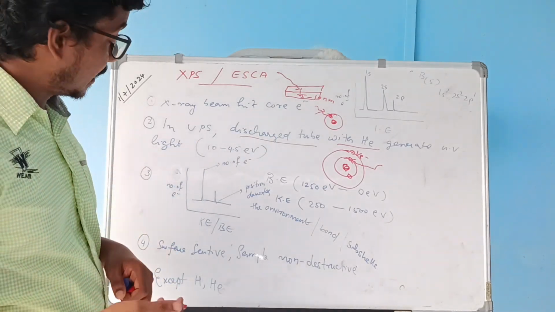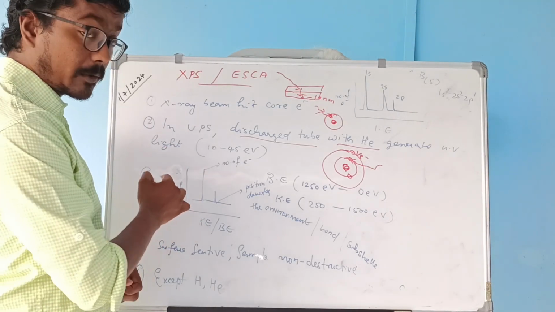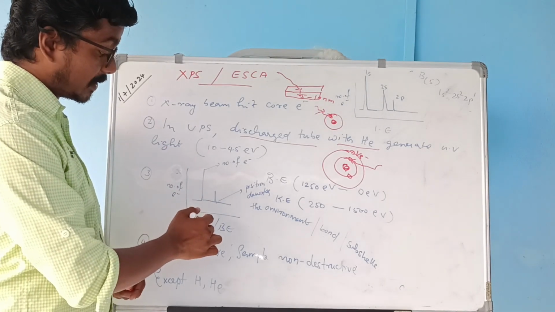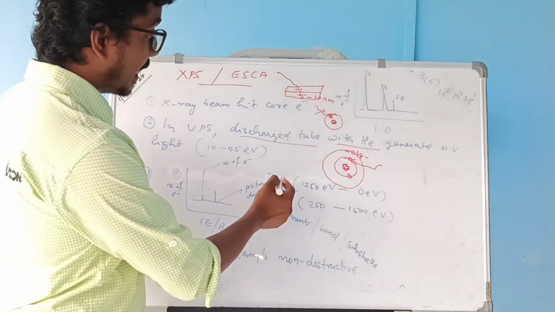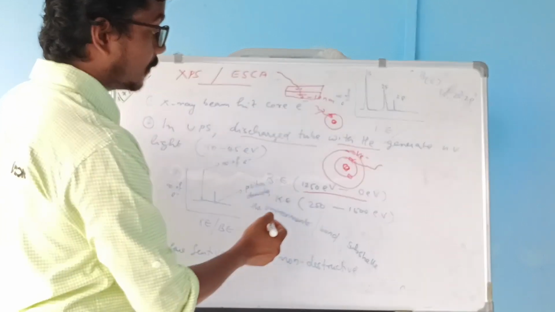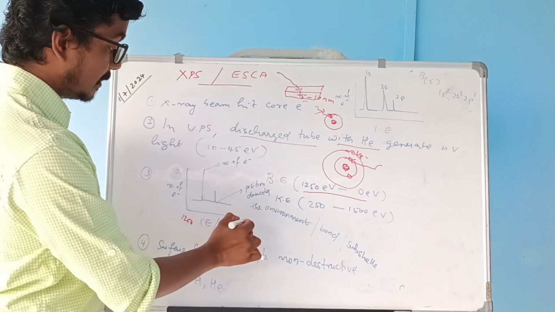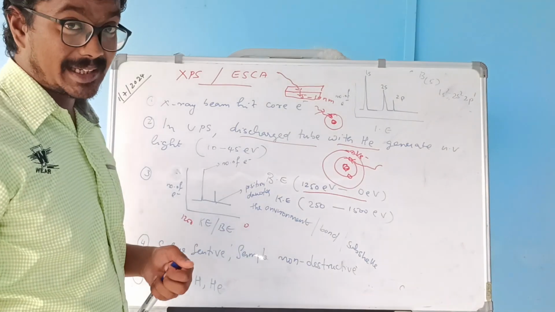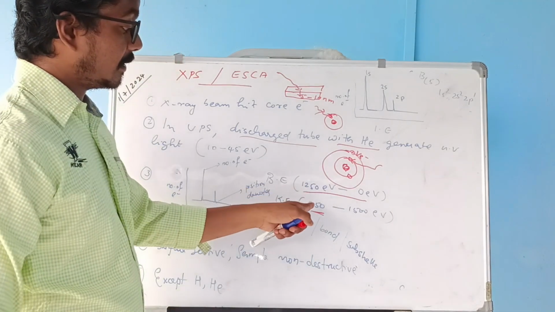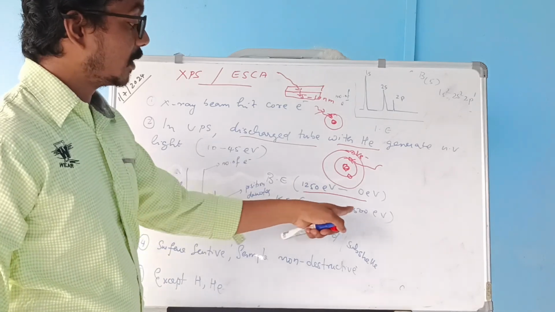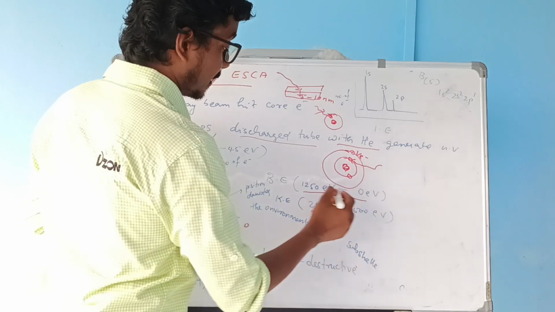In the spectra of XPS, we have already learned that the number of electrons is plotted as a function of energy. It can be kinetic energy or binding energy. The binding energy is of the order of 1252 electron volts to 0, so it is plotted from 1250 here to 0 here. Likewise, kinetic energy is plotted with an initial value of 250 to 1500 electron volts.